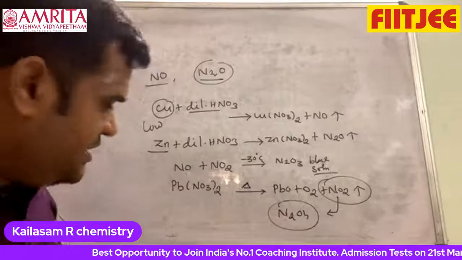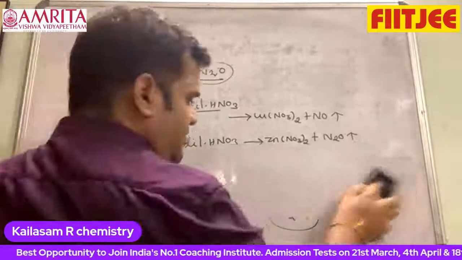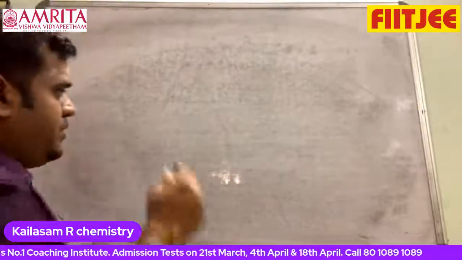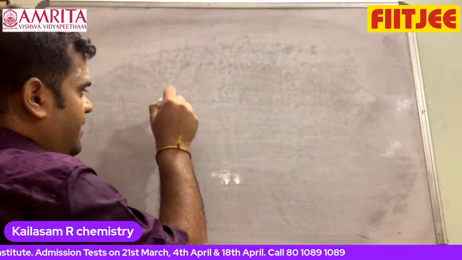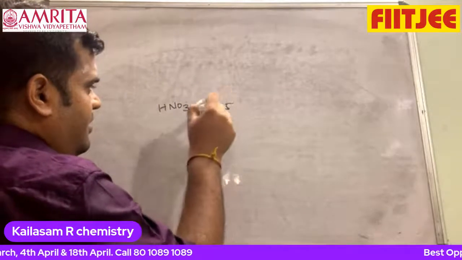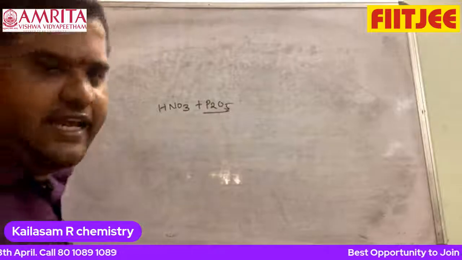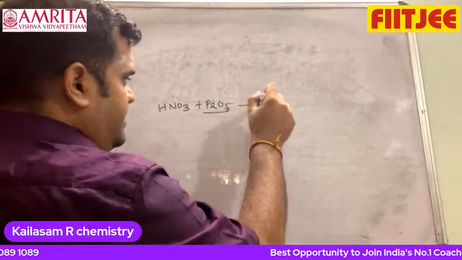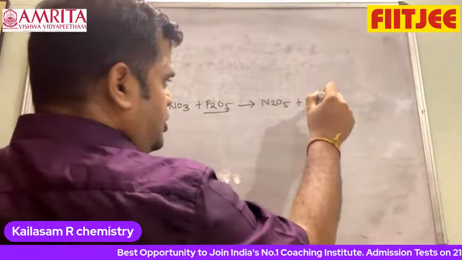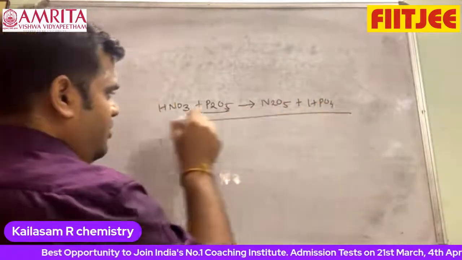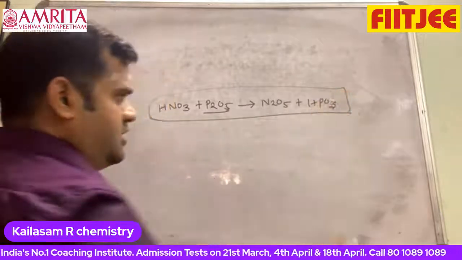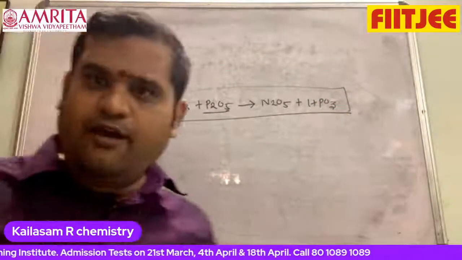Very simple. Take HNO3. Look at this, I'm taking HNO3 plus we are using P2O5. What is P2O5? It is called a dehydrating agent. So obviously we are going to get N2O5 plus HPO3. That's all.